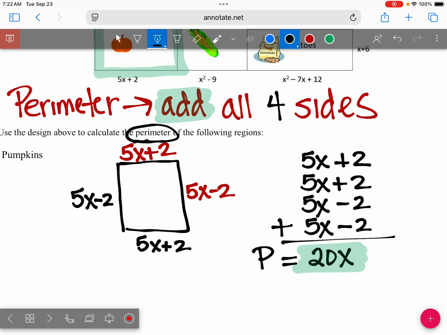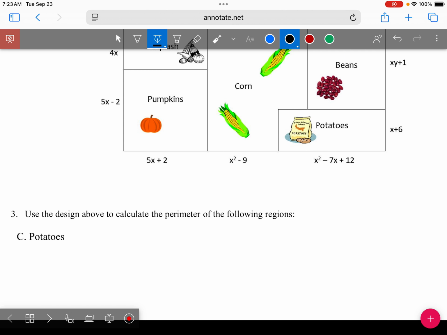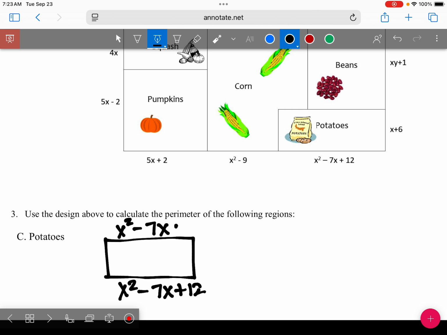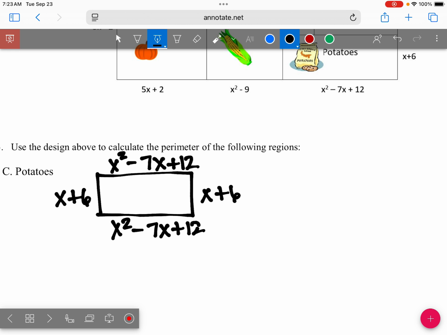All right, let's see where we're going next in our little field. The potatoes. Okay, here's our potatoes. Just going to redraw it. So it said this side is x squared minus 7x plus 12, which means I can also write that here. And then the x plus 6 is also here. So you don't have to rewrite it going around. You can also just make your diagram and just start adding it around the figure. It's whichever way you think would work best for you, but I am going to line it up.